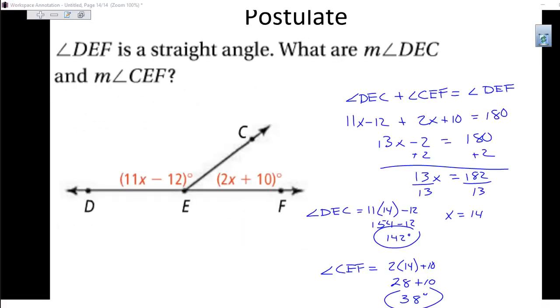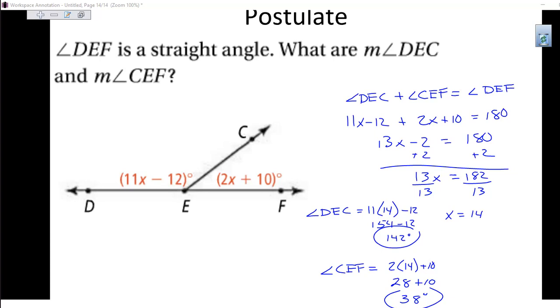All right, let's see how you did. So we talked about DEF being a straight angle, therefore it should equal 180 degrees. So our first expression, 11x minus 12, plus 2x plus 10, should equal 180, straight line. If it said that ED is an opposite ray of EF, then it tells you it's a straight line. It's going to equal 180. So always look for those types of clues.